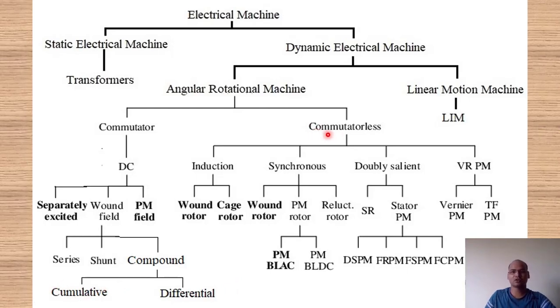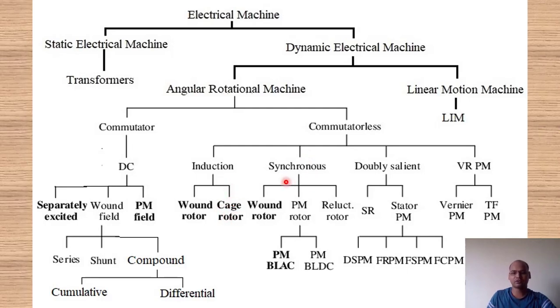On the other hand, commutatorless machines include induction machine, synchronous machine, doubly salient, and variable reluctance permanent magnet machine. Those machines which have no commutator arrangement are called commutatorless machines. Induction machines are also further classified in two categories: wound rotor induction machine and cage rotor induction machine, generally known as squirrel cage induction motor.